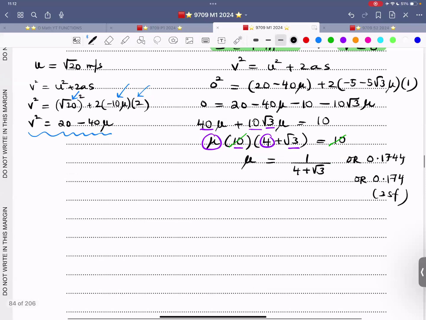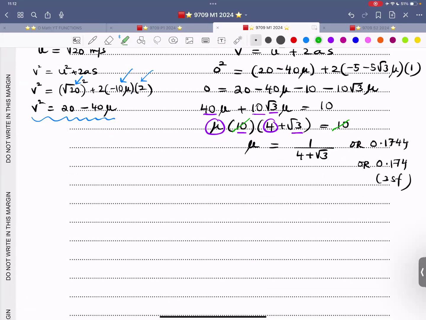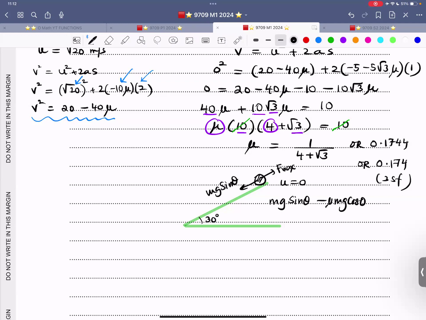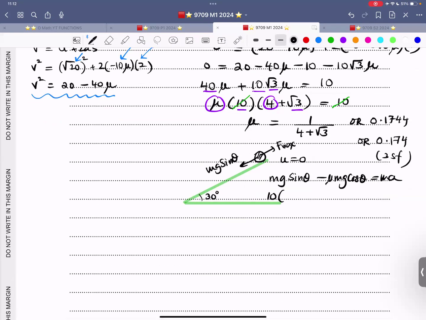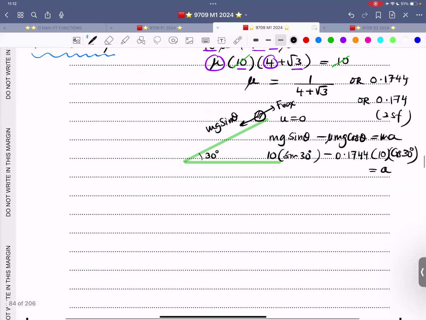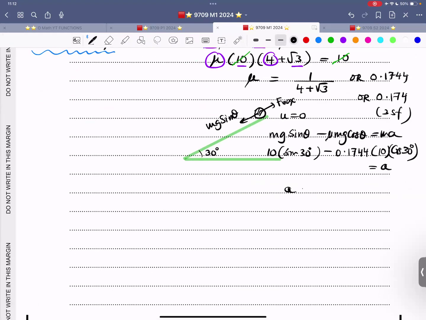And last but not the least, that is now on the way down. So what is happening on the way down? That is the inclined plane. This is 30 degrees, and this is the particle over here. Initial velocity is 0. Acceleration should be a new one. Now, what is the acceleration? mg sine theta is this one, and F max is over here. So mg sine theta minus mu mg cos theta is equal to mass into acceleration. So this is 10, this is sine of 30 degrees, minus 0.1744, this is 10, this is cos of 30 degrees, is equal to acceleration A. Therefore, A comes out to be positive 3.489 meters per second square.